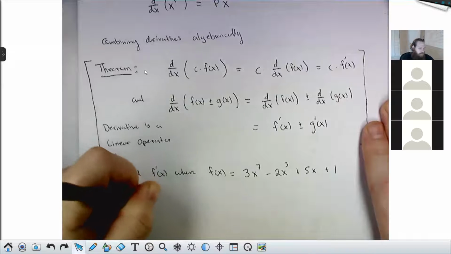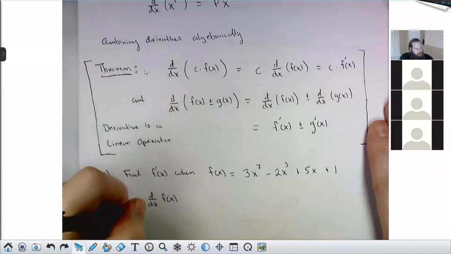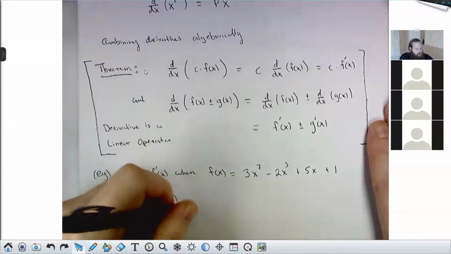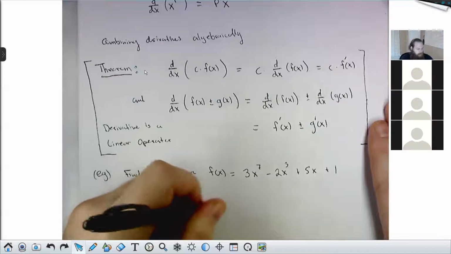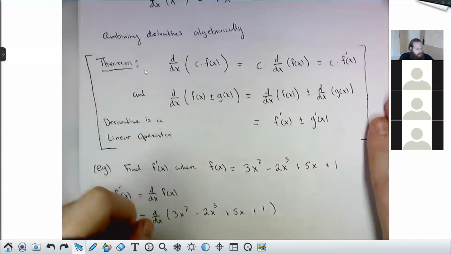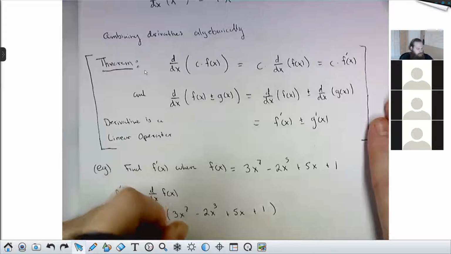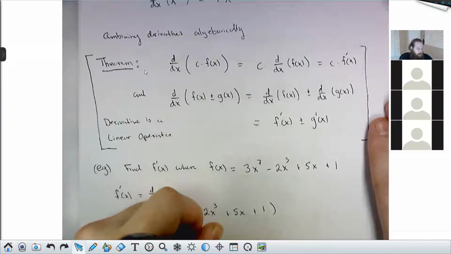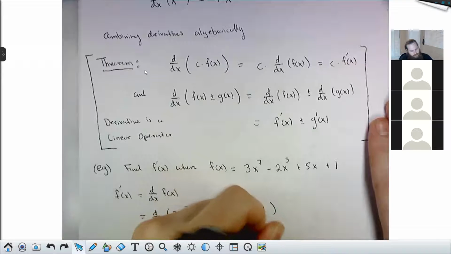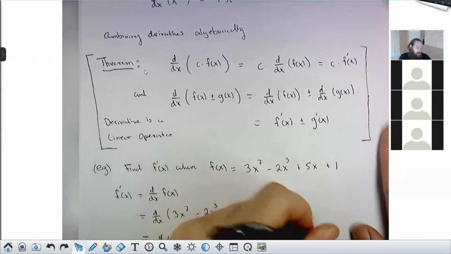So f prime here, that's what you get when you apply the differential operator d/dx to f of x. So this is what we get when we apply the differential operator d/dx to 3x to the 7 minus 2x cubed plus 5x plus 1. And I can take the derivative of each of these pieces on their own. This is d/dx of 3x to the 7 minus d/dx of 2x cubed plus d/dx of 5x plus d/dx of 1.